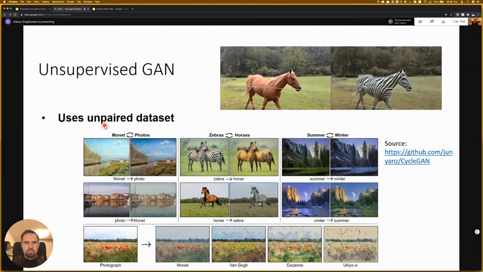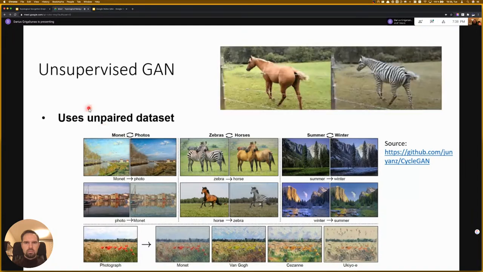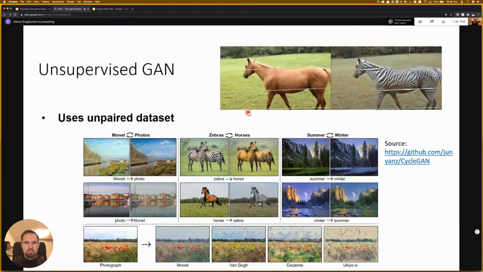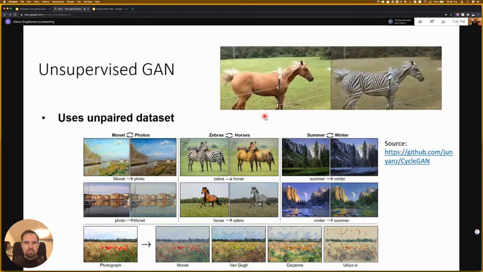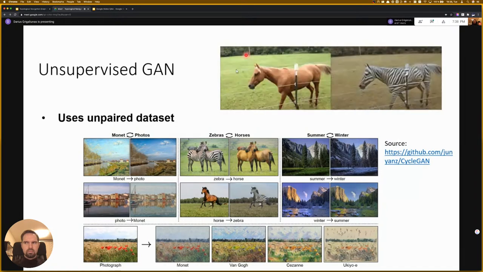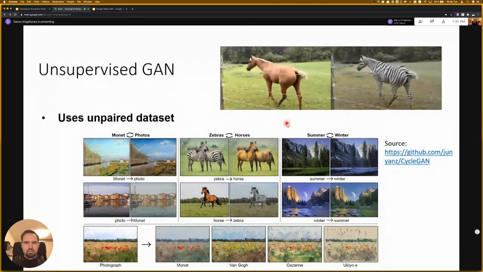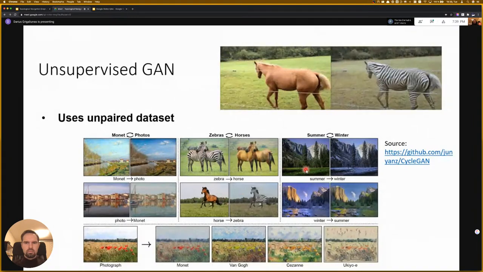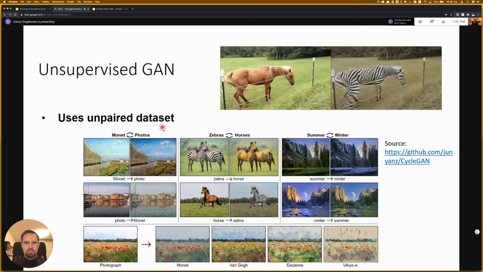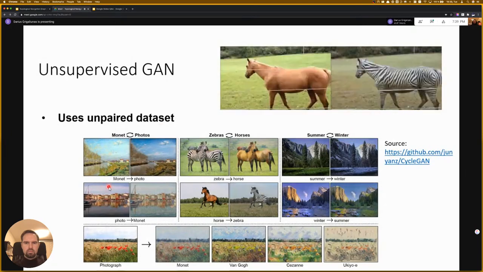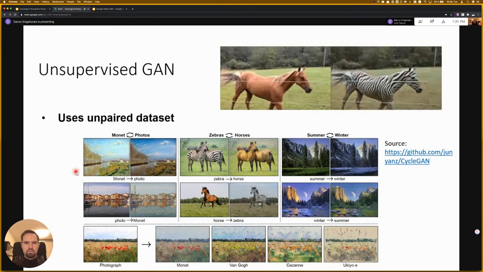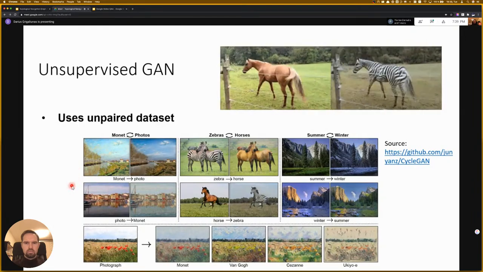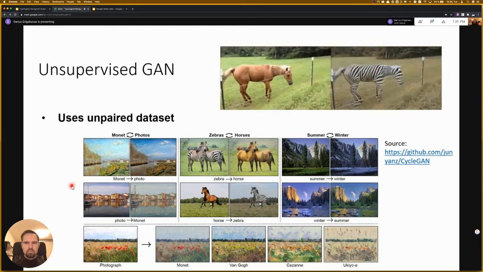So to cope with this problem, there are unsupervised GANs, which use unpaired data sets, and you can do quite crazy things with these kinds of networks. For example, you can change a horse to a zebra, or vice versa. You can change summer to winter. You can see an example of how a famous painter would paint the image you gave, and so on.